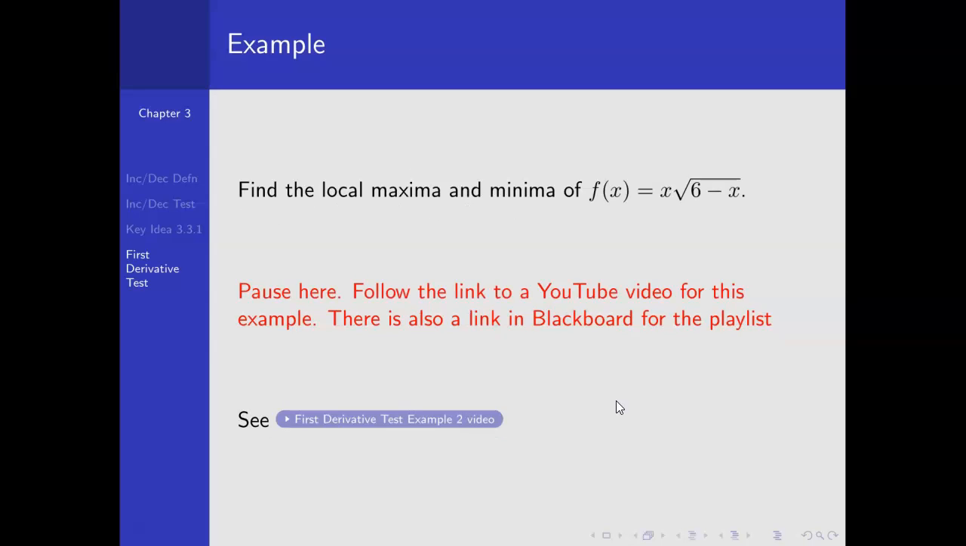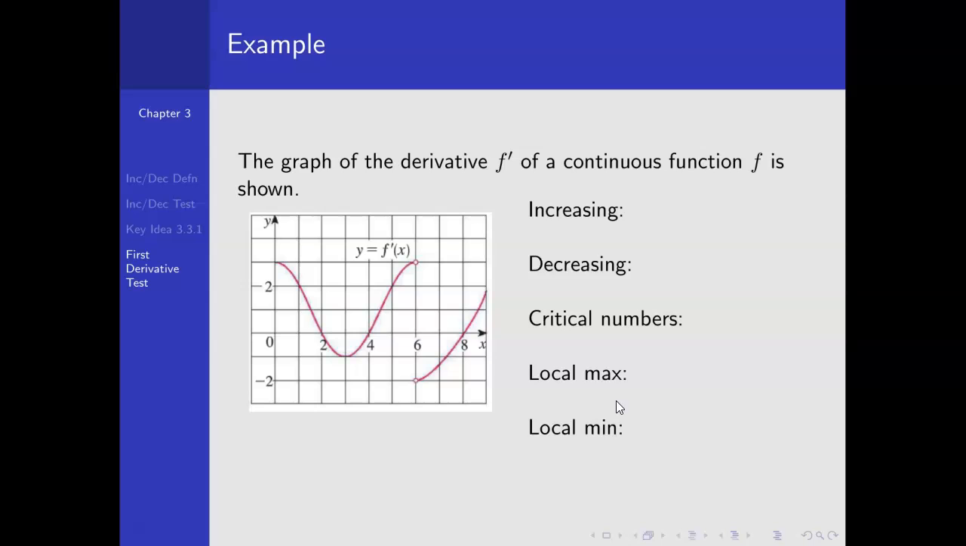And next, we're going to find the local max and local min of f of x equals x times the square root of 6 minus x. And again, pause, follow the link, watch the video for the explanation there.